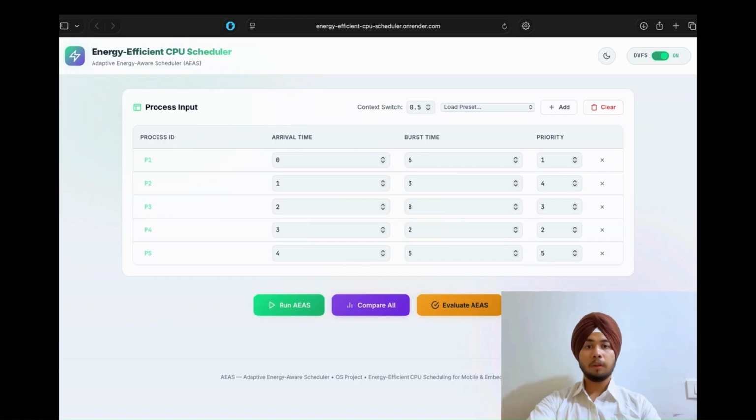To solve this problem, we designed a custom scheduling algorithm called Adaptive Energy Aware Scheduler, or AEAS in short form. The key idea behind AEAS is very simple. We run important and short processes at higher speed and less important or long processes at lower speed. This helps us save energy while keeping performance almost the same. Then we use a concept called dynamic voltage and frequency scaling, or DVFS, where we adjust CPU frequency dynamically. So overall AEAS intelligently balances energy and performance, making it suitable for real world systems. Now my teammate will explain how the algorithm works in detail.